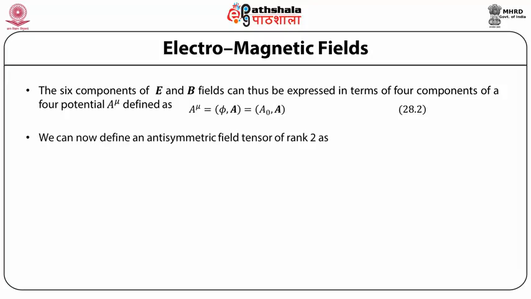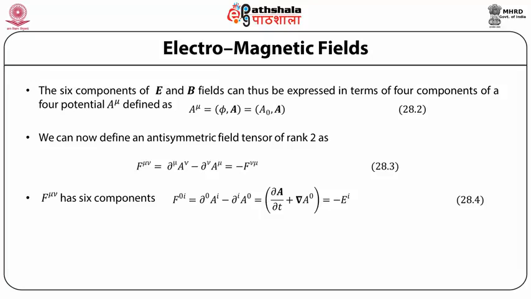We can now define an antisymmetric field tensor of rank 2 as F mu nu is equal to del mu A nu minus del nu A mu, which is equal to minus F nu mu. Now, F mu nu has 6 components. F0i is equal to del naught Ai minus del i A naught, which is equal to del A by del t plus del operator on A naught, which is equal to minus Ei. We have Fij is equal to del i Aj minus del j Ai, which is equal to minus del i Aj plus del j Ai, which is equal to minus epsilon ijk Bk.